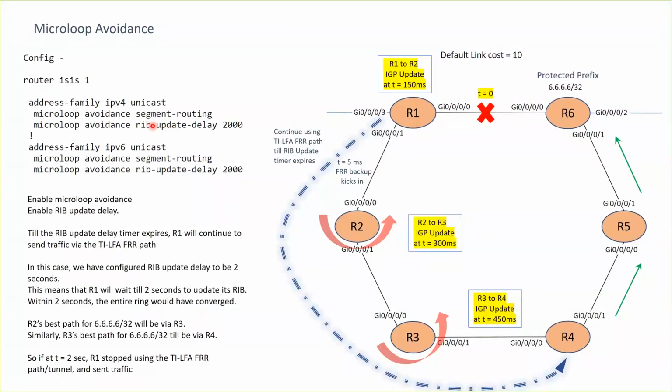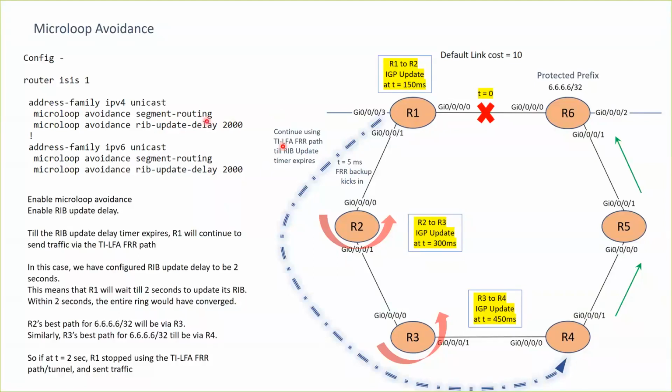Once I have an FRR path and I reconverge to a new best path, I'm updating my RIB. That's when I get my new best path, right? When the RIB is updated. Correct? So I'm saying don't update the RIB till 2 seconds. If I don't update the RIB till 2 seconds, I continue using my FRR path because I don't have a new best path. Within that 2 seconds, my network has converged, so I don't see a drop. After 2 seconds, I'll stop using the FRR path and use the normal path, sending traffic to R2. R2 has already converged by then, it will send to R3. R3 has already converged by then, sends to R4, and traffic goes.